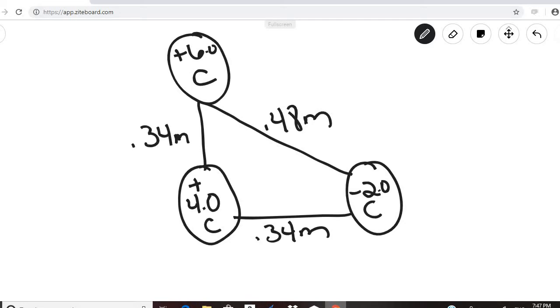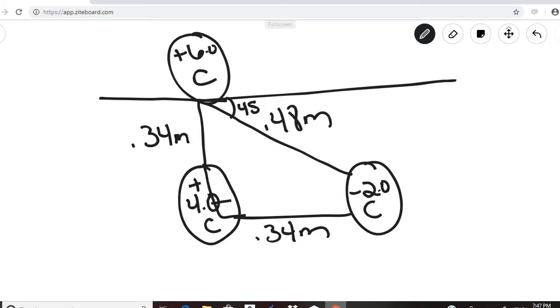Okay, so then since these are not in line, we need some angles here. So this is a 45-degree angle. And as you can tell here, this is a right angle, so it's a 90-degree angle. Okay, and this question asks, what is the instantaneous force acting on this charge? Okay, so we're interested in this charge. What force is exerted on that charge by this one? What force is exerted on that charge by that one?